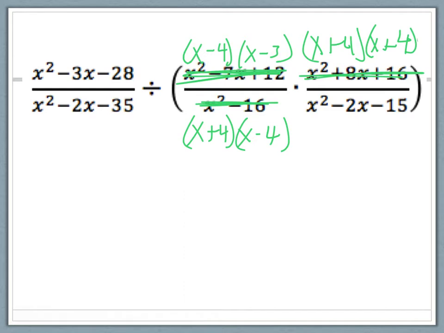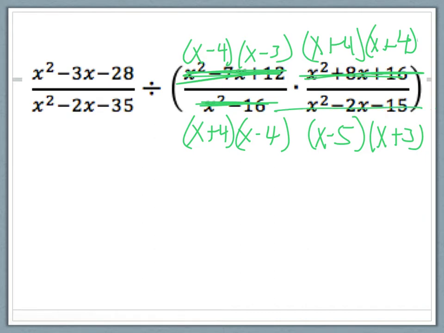So the bottom one multiplies to negative 15, and adds to negative 2. Well, that's negative 5 and positive 3, so x minus 5 and x plus 3. Okay, get rid of that 15 so we don't get confused. Okay, so now we're good with those.